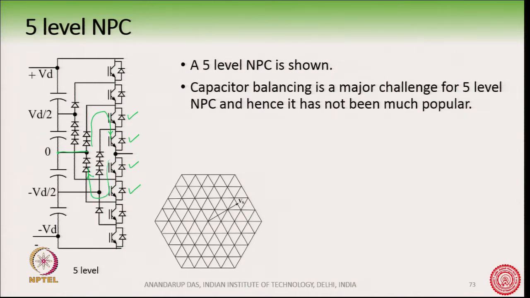Okay. So, if you go on analyzing this way, you will see how, in this 5 level NPC, we can get the 5 levels of voltage in the pole voltage, that is Vd, Vd by 2, 0, minus Vd by 2 and minus Vd.